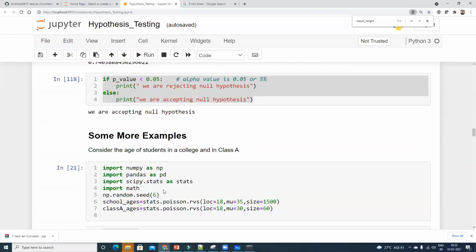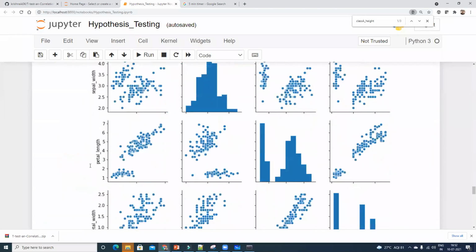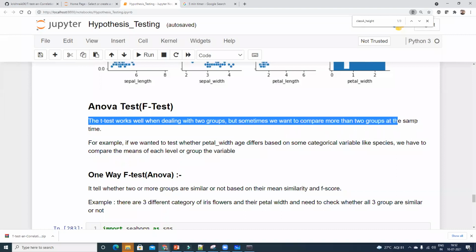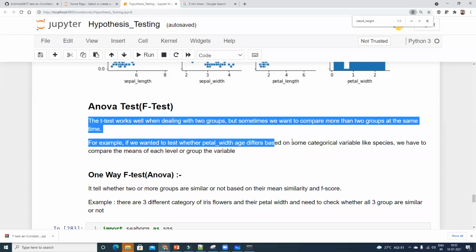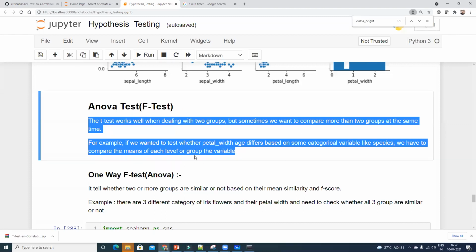Final one example we'll see with respect to the F test or ANOVA test. So let's read this. The t-test works when dealing with two groups. But sometimes we want to compare more than two groups at the same time. For example, if you want to test whether petal width differs based on some categorical variable like species, we have to compare the mean of each level or group of the variable. I hope you are understanding this, guys.